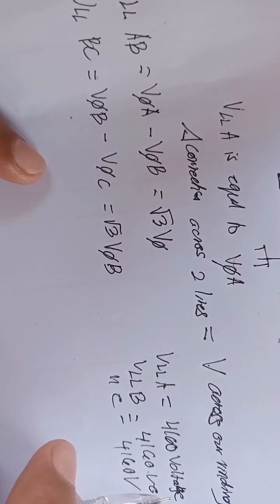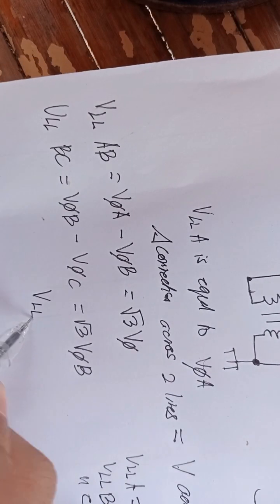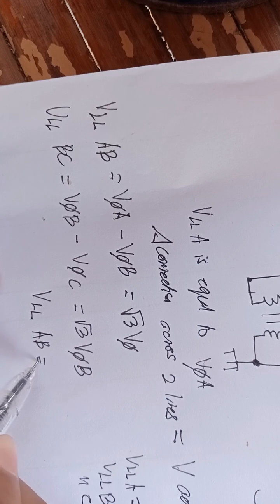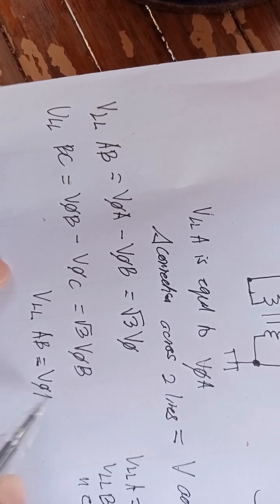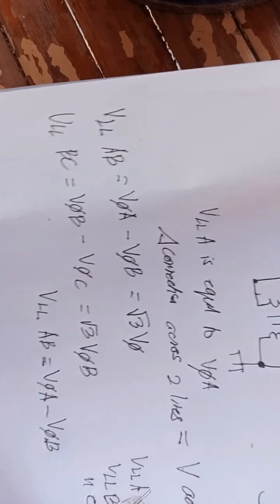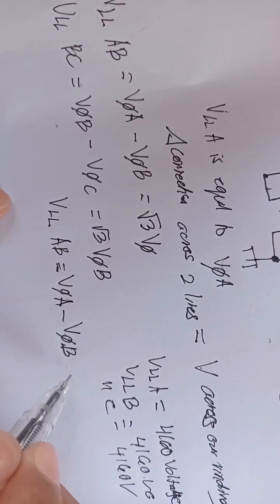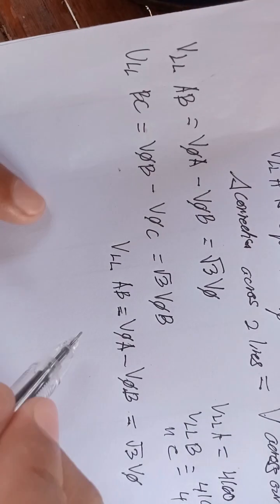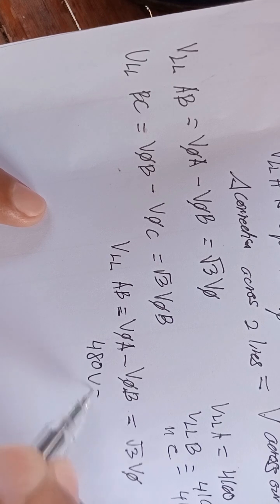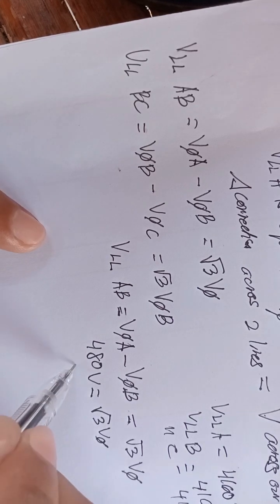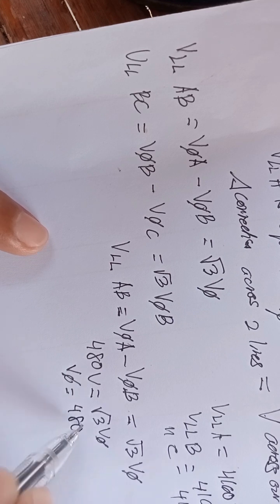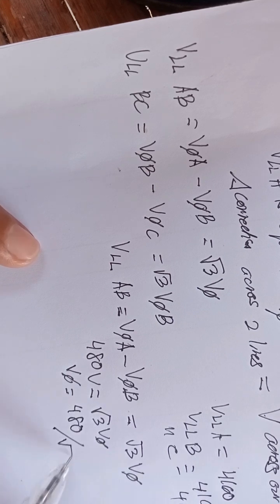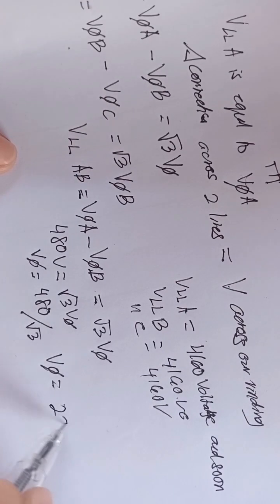So on the other side, we will also remember that line to line AB will always equal phase voltage A minus phase voltage B, which would equal square root of 3 times phase voltage. So to solve this, 480 volts is equal to square root of 3 times phase voltage. So phase voltage is equal to 480 divided by square root of 3. So phase voltage will equal 277 volts.